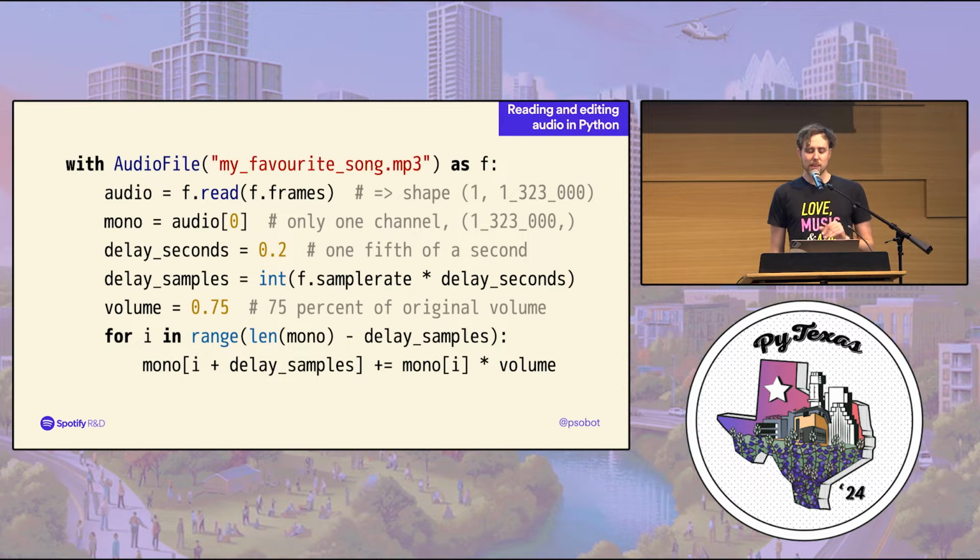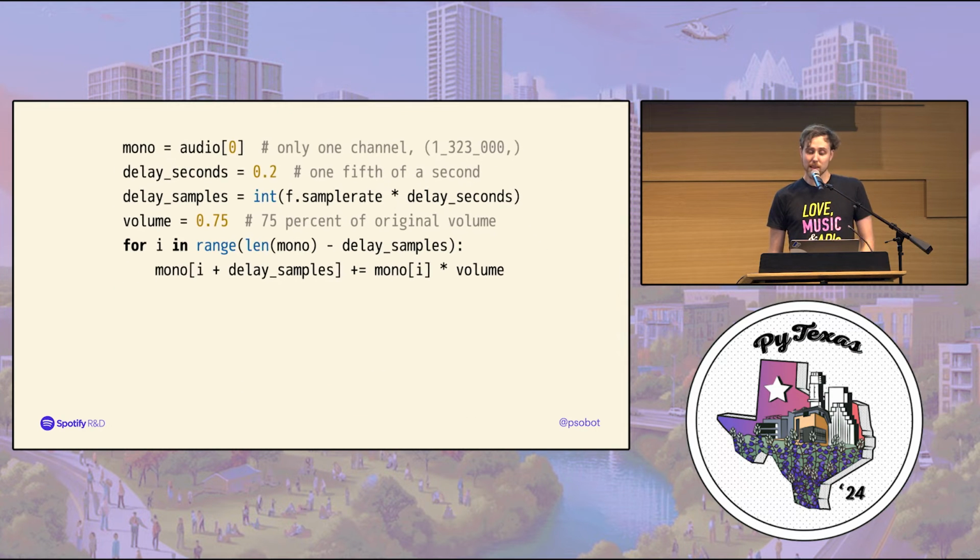I can explain this really quickly. We're just going to take the sample value at the current index, multiply it by the volume that we want, and then add it to the signal in the future, moved forward by delayed samples. And if that doesn't make sense, that's okay, because we're dealing with audio code, which means we can listen to it to find out if we did the audio code correctly or not.